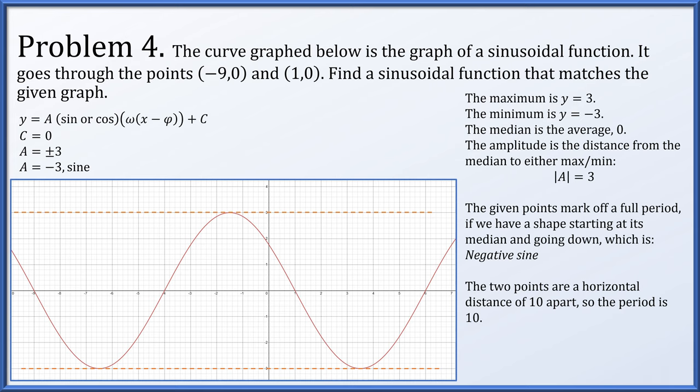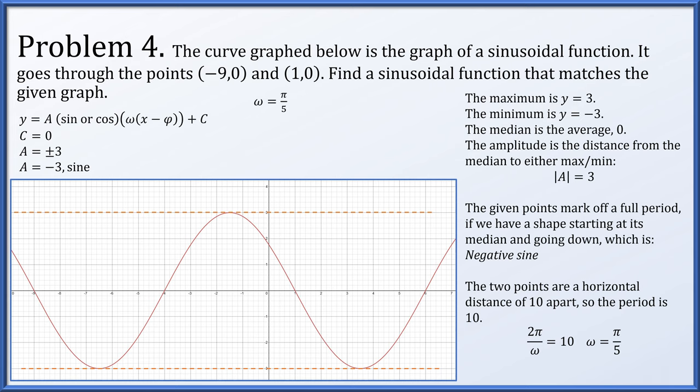Now the two points are a distance of 10 apart. They went from x equals negative 9 to x equals 1, and it was one full period, so the period is 10. So 2 pi over omega is 10, which you can solve for omega being pi over 5. So we've solved that the median is c.